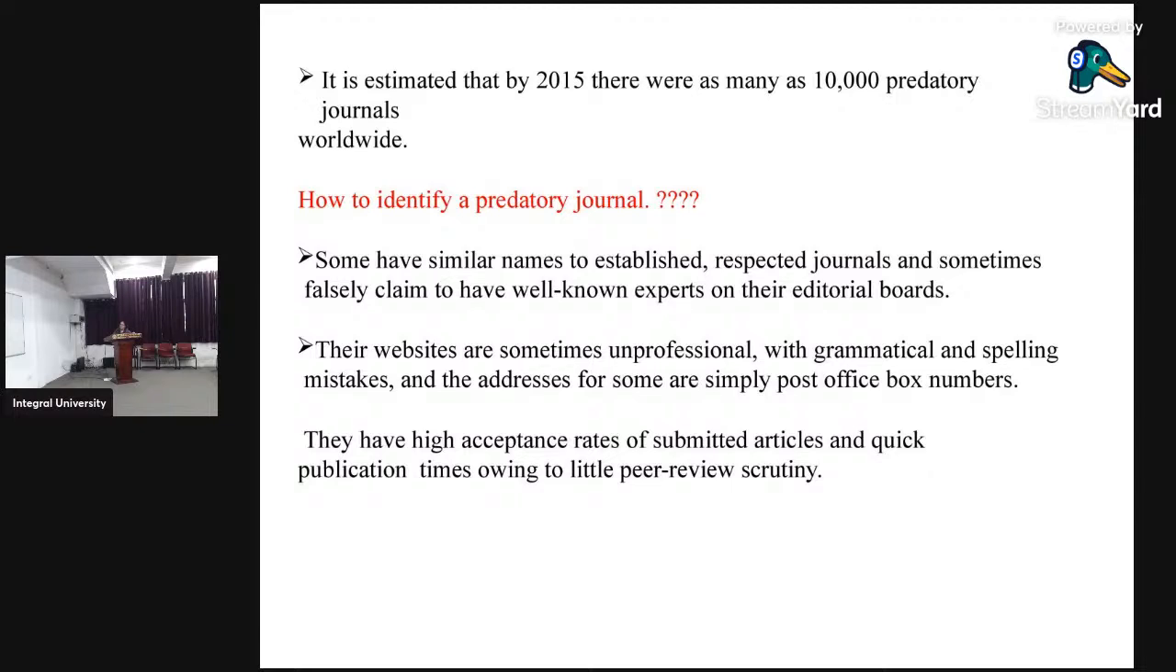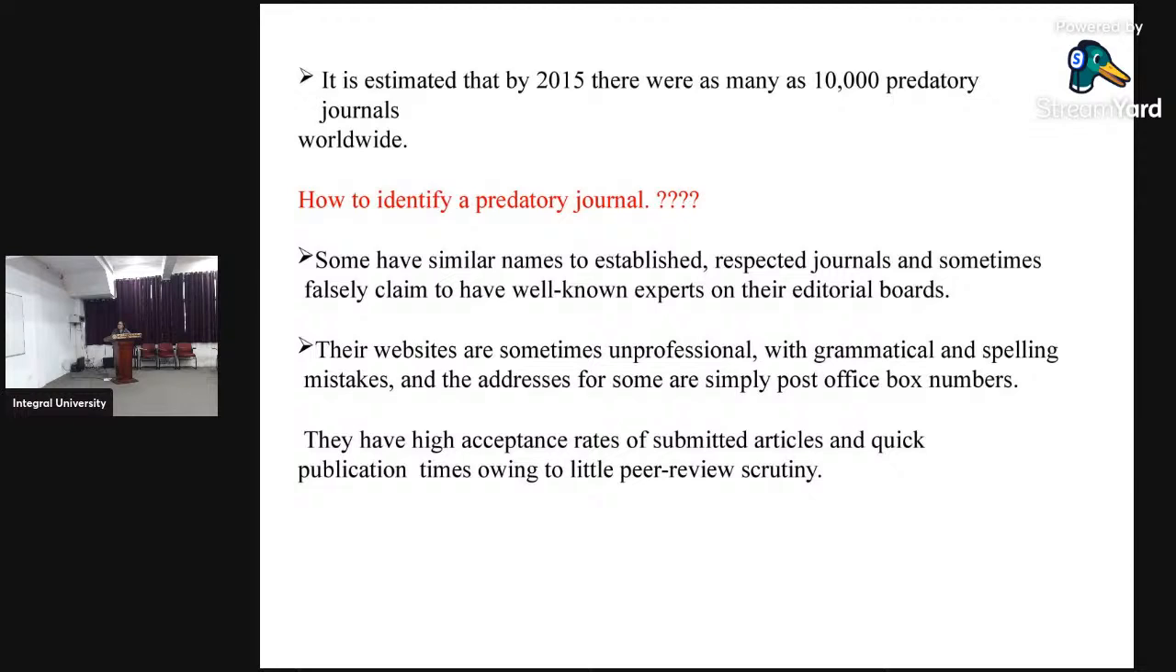It's estimated, okay, how to identify a predatory journal. Some have similar names to established, respected journals and sometimes falsely claim to have well-known experts on their editorial boards. Their websites are sometimes unprofessional. Now this is not an indicator, because their websites are highly professional, more professional than the professional journals, right? So the second point does not apply now, but the first one does because they have similar names. For example, Nature is considered to be a good journal, so they might have Nature in capital letters, or Nature Journal. They may have added a prefix or a suffix to the reputed journal name.